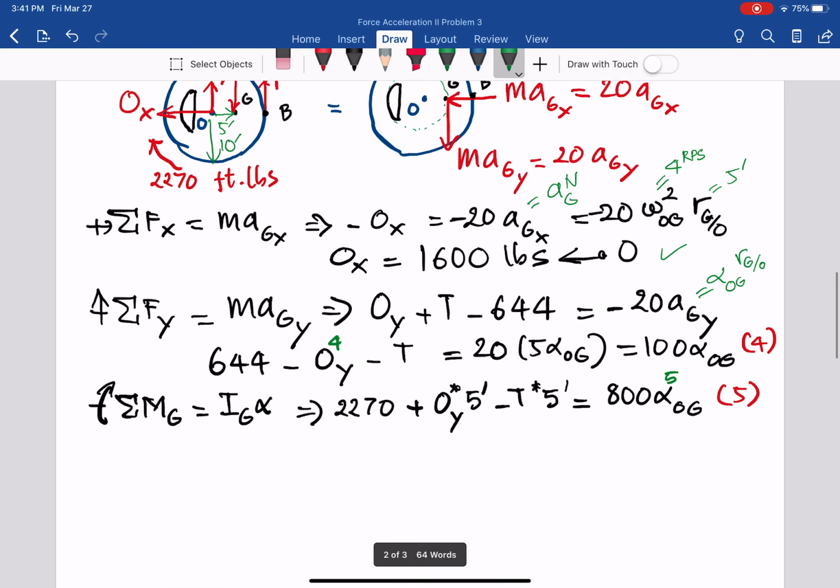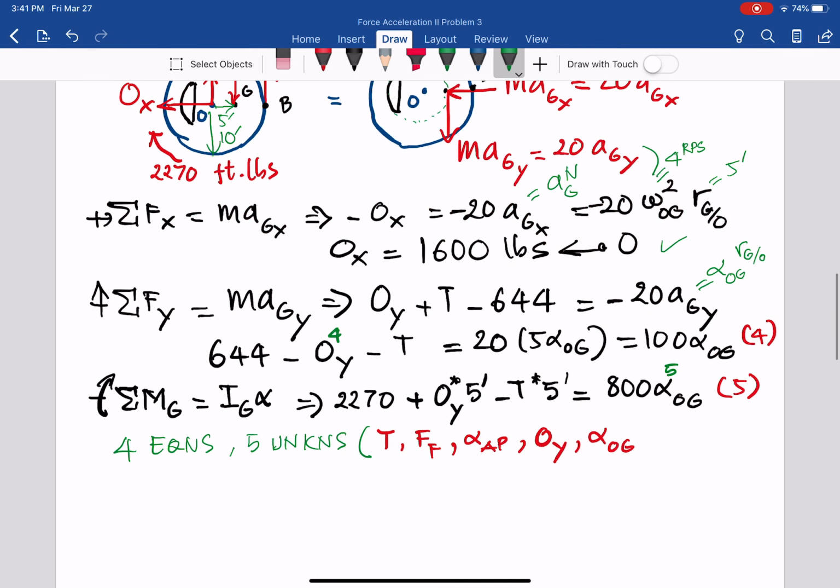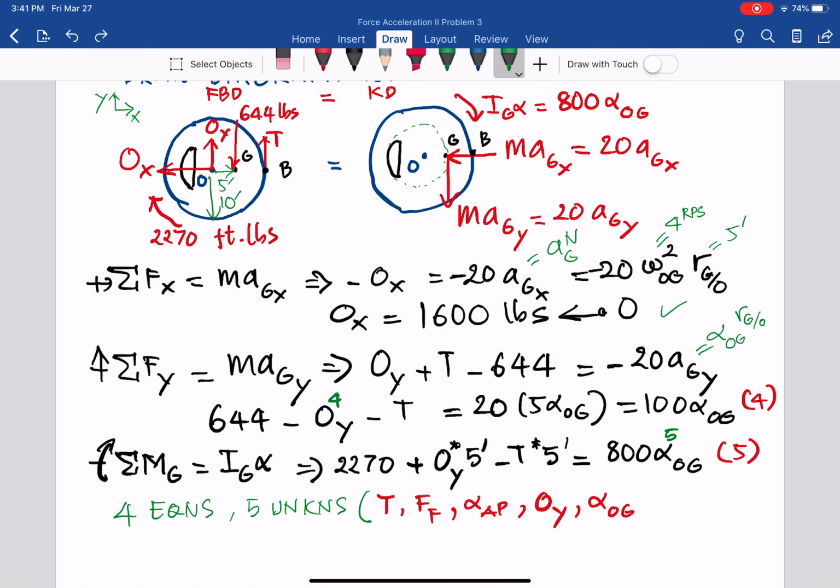So 5 unknowns, 4 equations. Let's write it down, otherwise we forget, right? 4 equations, 5 unknowns. What are the unknowns? Let's write them out. As you can see, the tension of the cable, friction force, alpha AP, and then here we have OY, and we have alpha OG. So 5 unknowns total, 4 equations: 1, 2, 4, 5.